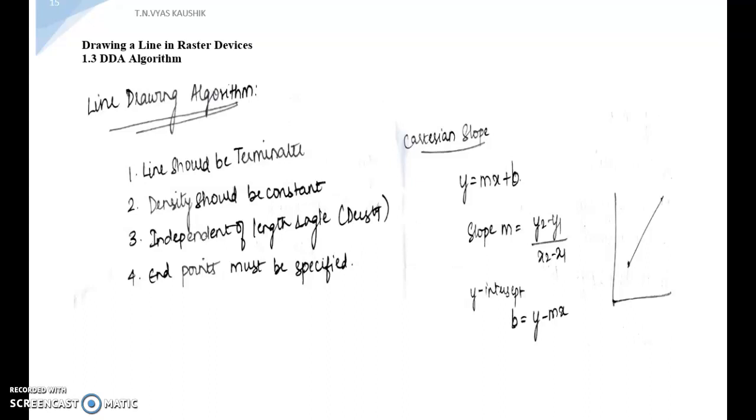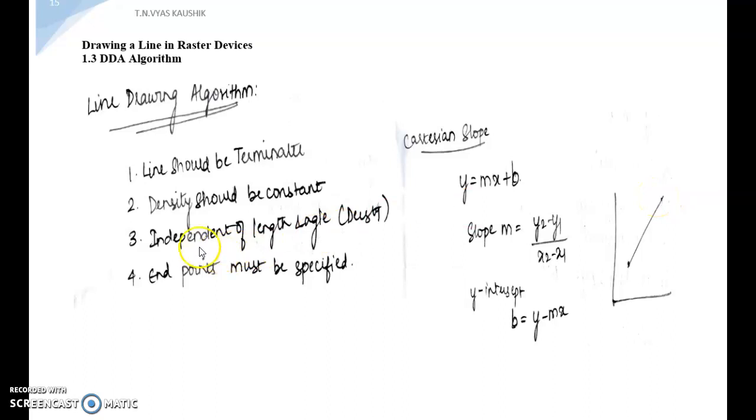Okay, so first, for a line drawing algorithm, we actually have four conditions. The first condition is the line should be terminated. What it means is that the line must have a starting point as well as an ending point. The second one is the density should be constant. What this means is, for a terminating line, the first half cannot be thicker and the second half cannot be thinner. From the starting till the ending, the line should be of the same density.